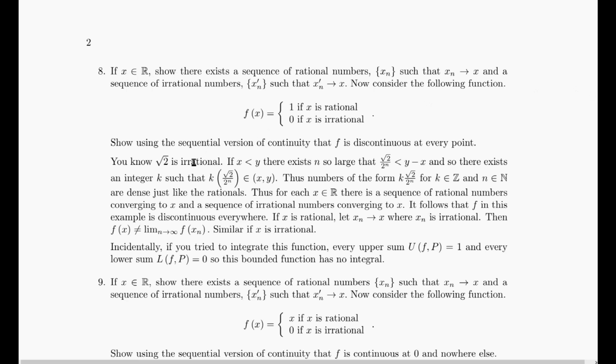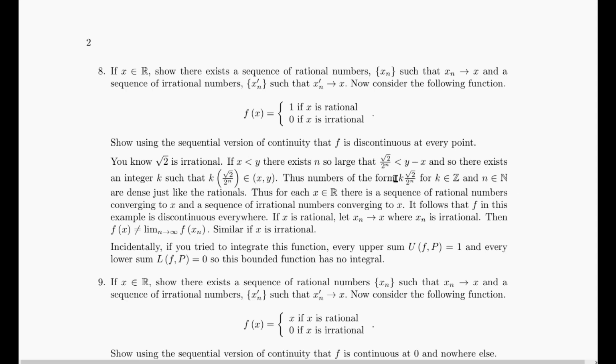Now you can do the same thing with irrational numbers by showing that the irrational numbers are also dense. To do that, you need an example of an irrational number. Square root of 2 is such an example. Now, if I let x be less than y, there exists n so large that square root of 2 divided by 2 to the n is less than the length of that interval, the distance between x and y. And so, if I look at all the integer multiples of this, they are spaced a distance apart that is smaller than the length of the interval joining x to y. Therefore, there has to be an integer k such that one of these is inside that interval.